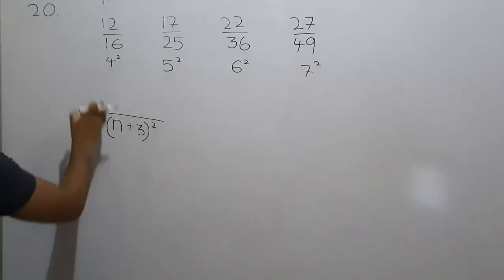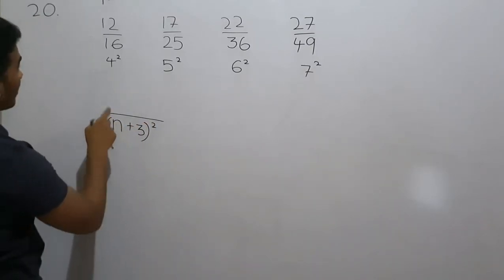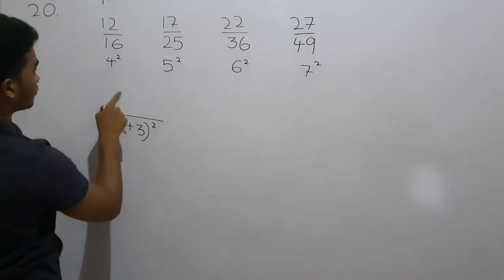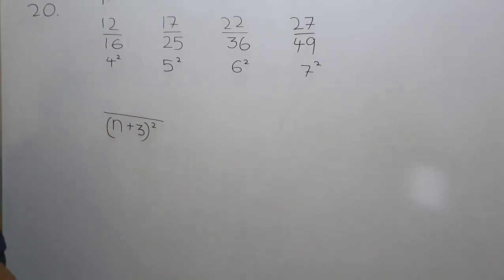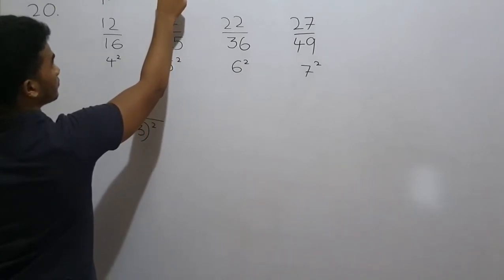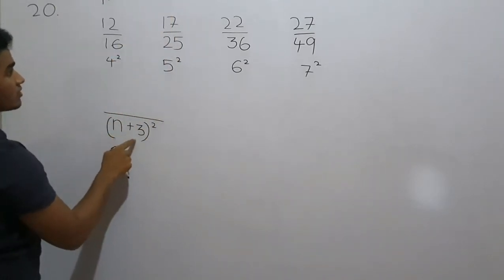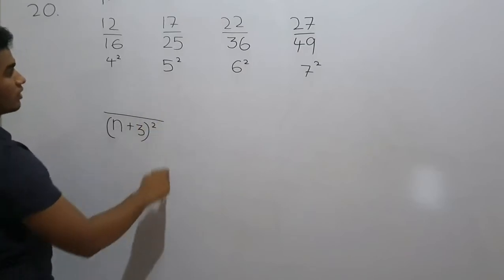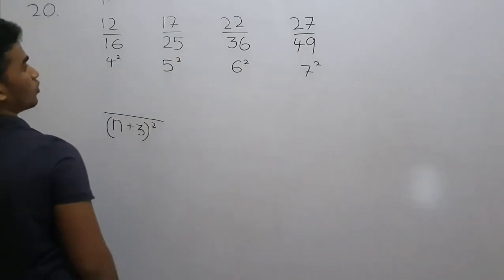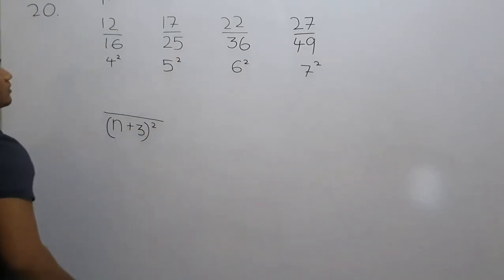Now we'll apply it to the first term. n is 1, 1 plus 3 is 4, 4 squared. For the second term, 2 plus 3 is 5, 5 squared is 25. So similarly, it is correct.